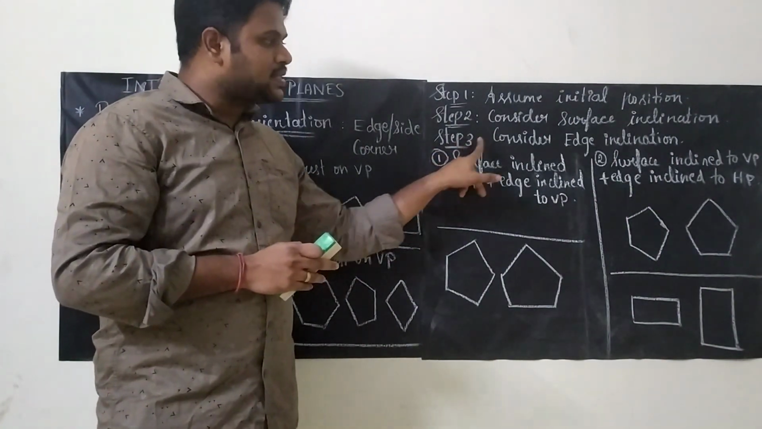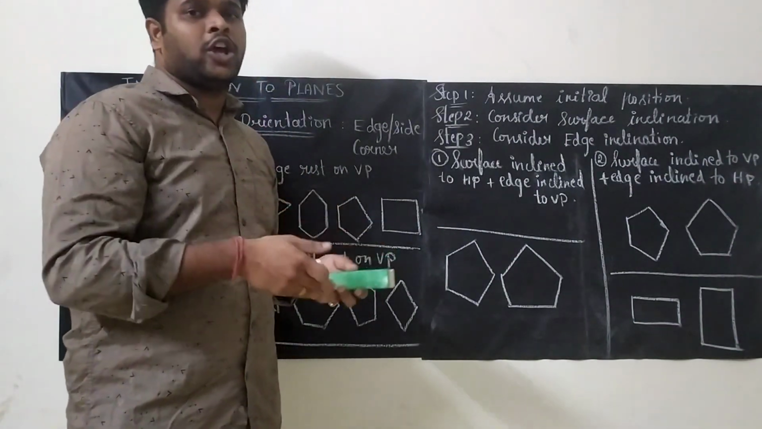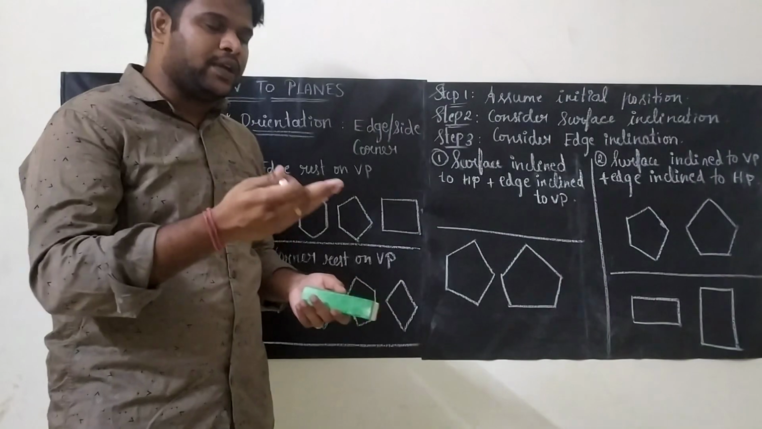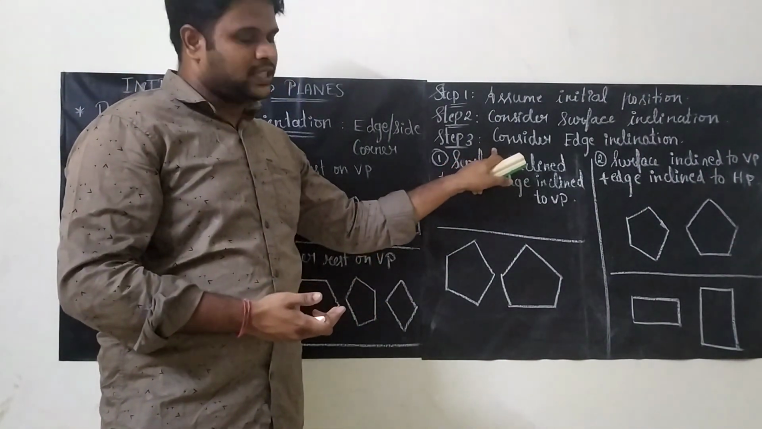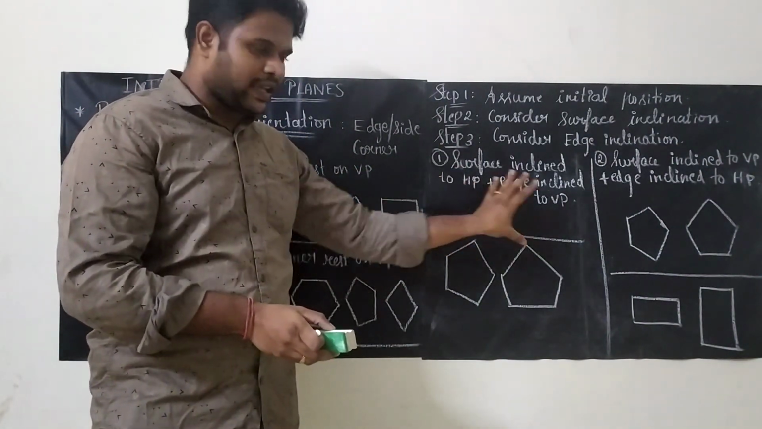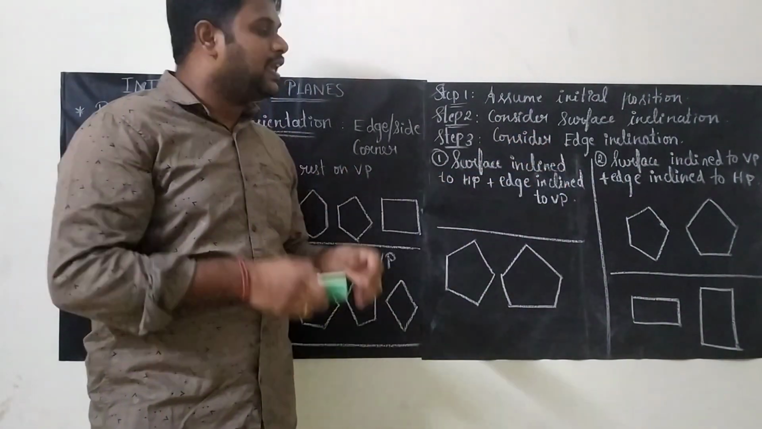The third step is to consider the edge inclination. So in the question they will be asking for the edge to be inclined at 30 degrees to HP or 40 degrees to VP. Likewise, they will be giving some data. Keeping the data, we will be drawing the third step. So in your question, first step you will be drawing the initial position. Second step you will be drawing the surface inclination. Third step you will be drawing the edge inclination.